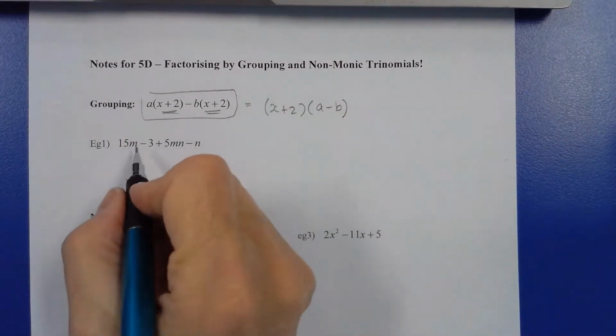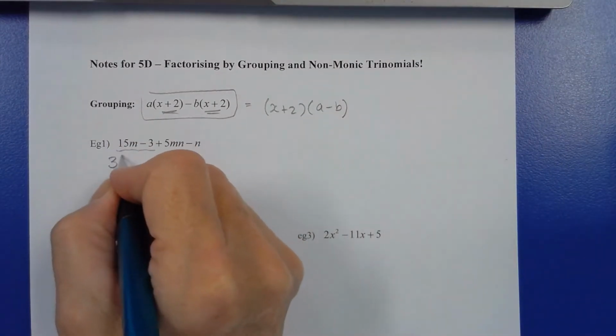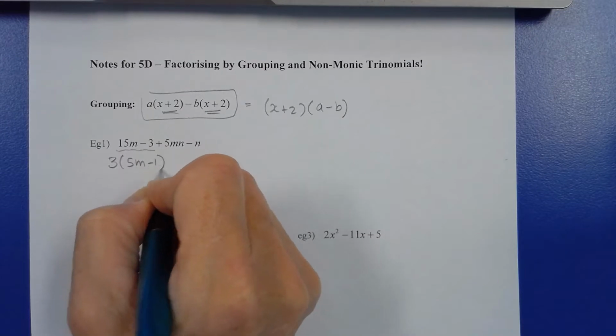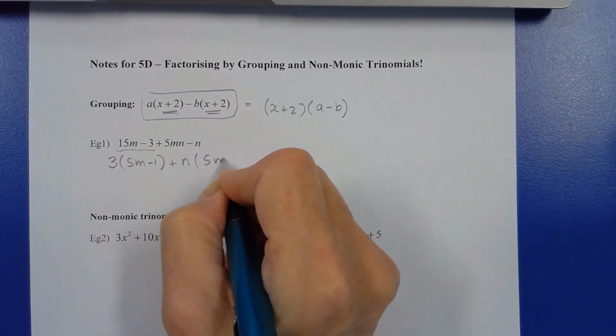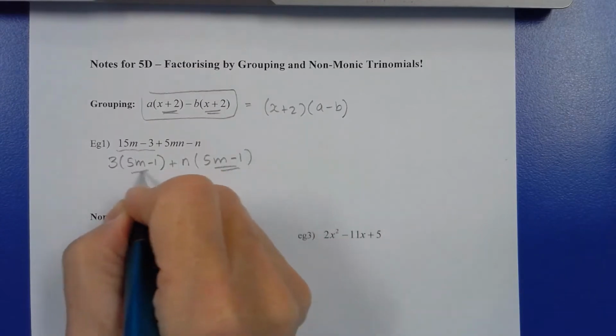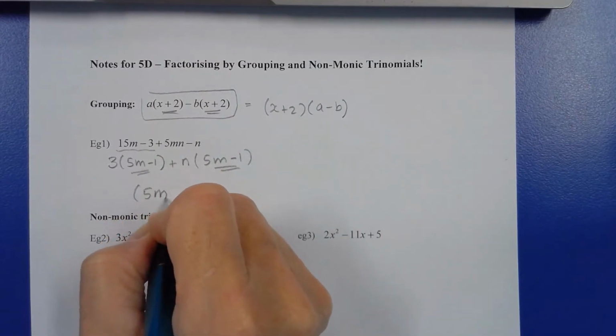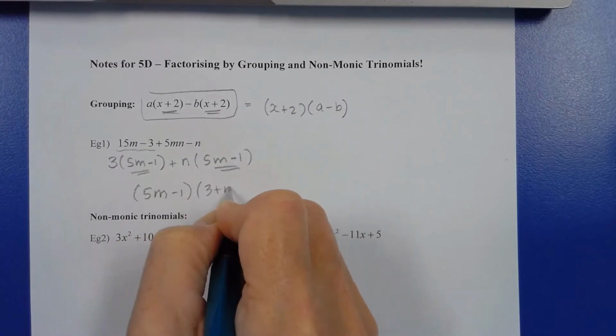So I'm going to do that here. I'm going to look at these two and say they have a 3 in common. And I'll look at these two and say they have an n in common. These two are now the same, so I can factorize that factor out, and I'm left with 3 plus n.